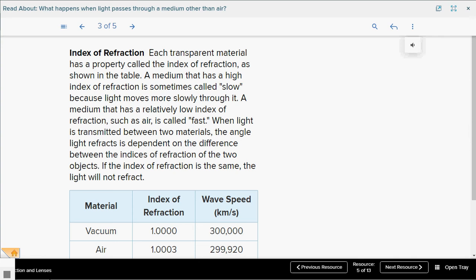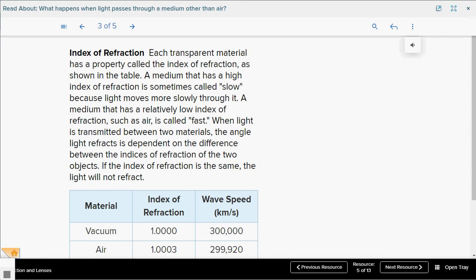of the two materials. If the index of refraction is the same, the light will not refract, as when light moves from air to air, since it moves in the same medium. But refraction is produced when light moves from one transparent medium to another, for example from air to water and vice versa, or from air to glass and vice versa. So there will be refraction.